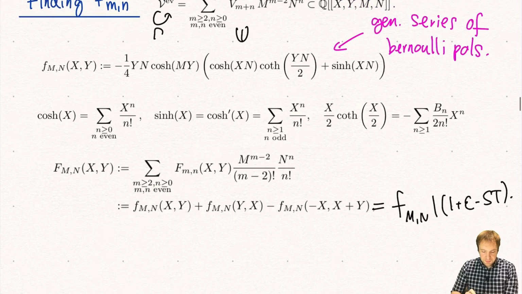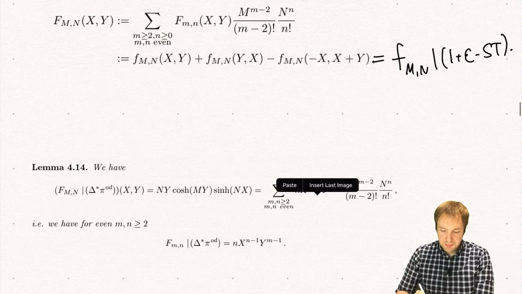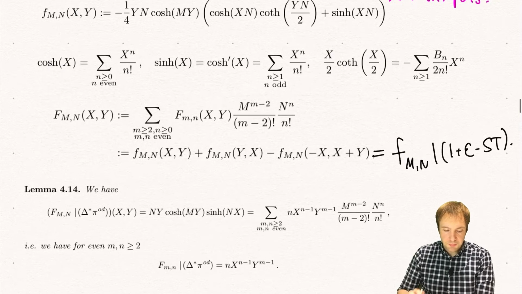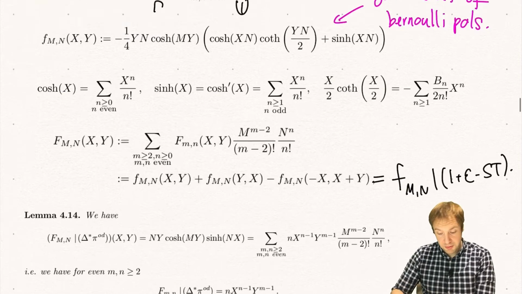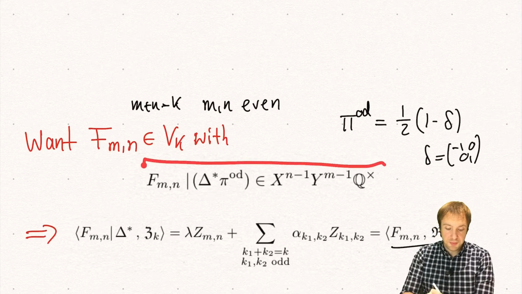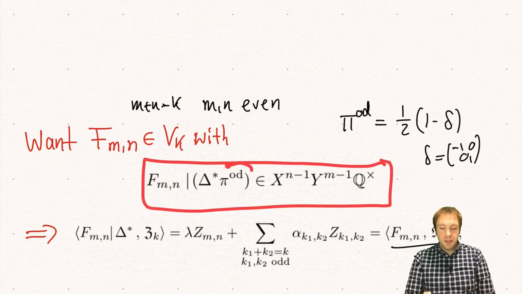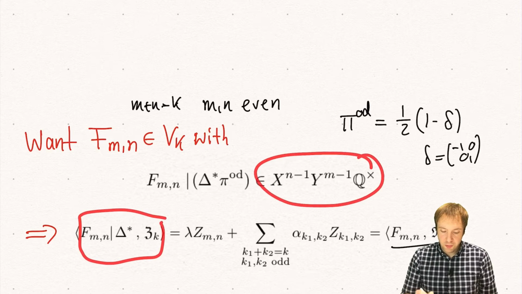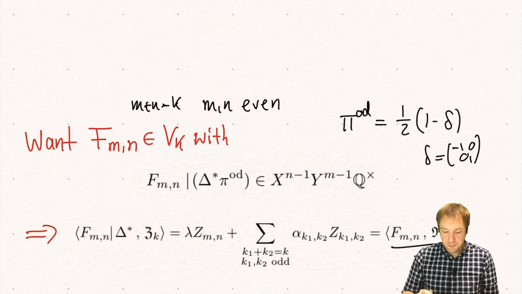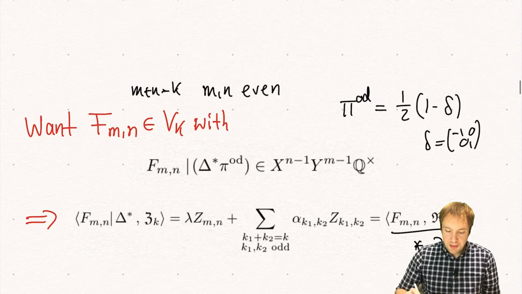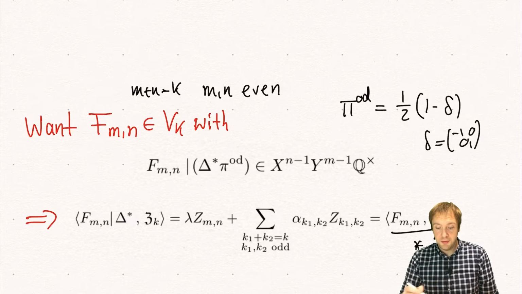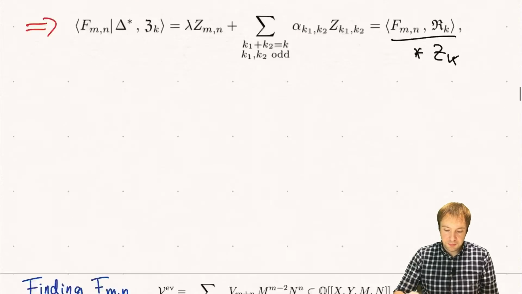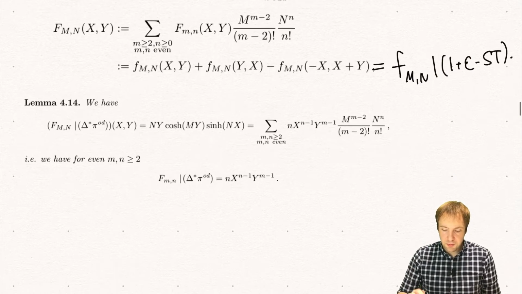And then the statement is that this Fmn satisfies exactly what we want, and the statement of the lemma is the following. Maybe I should recall what we actually want. We want that this Fmn satisfies this property here, meaning if we slash with this special element here, then we just have this one monomial, because we want this one monomial to pick out this Zmn. And therefore, what we now in the generating series case want, we want the generating series of these guys. And this is exactly what we get.